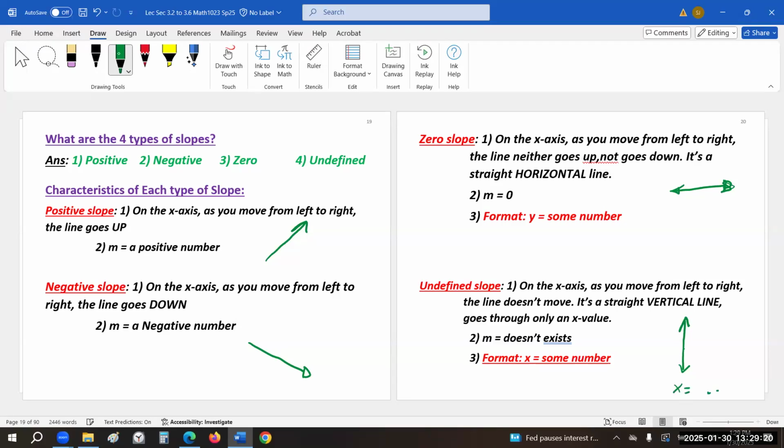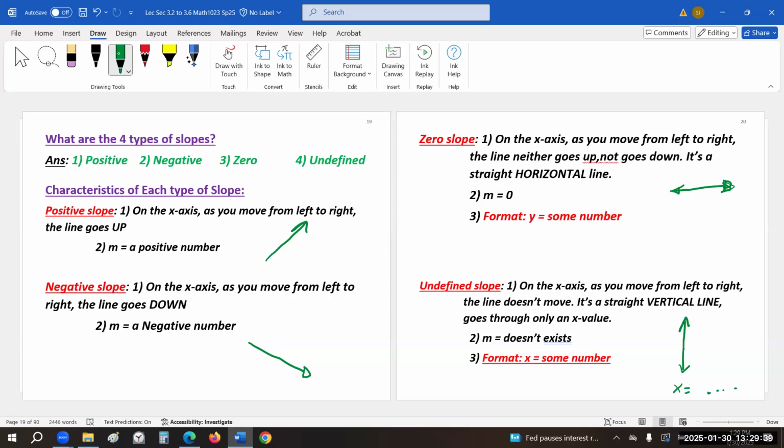Slope doesn't exist. And every vertical line has a format: x equals some type of number. So when you see a line that has only x equals some number, that means that line is a vertical line. It doesn't have any slope. The slope is undefined.